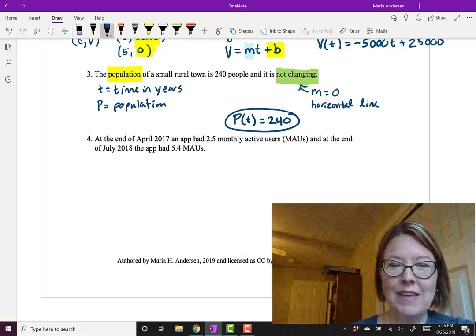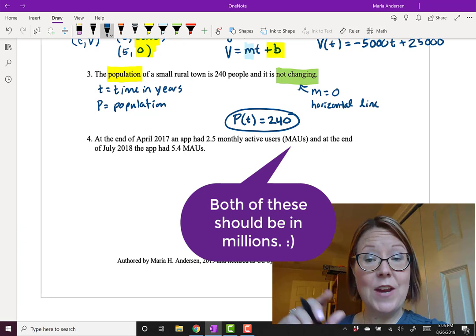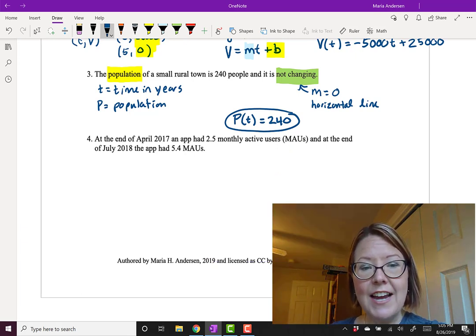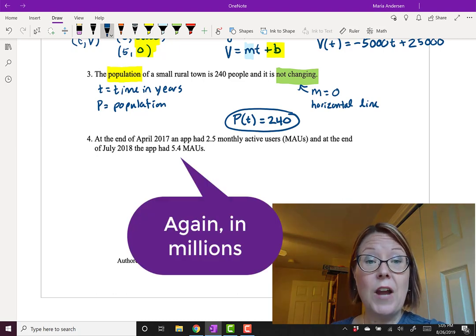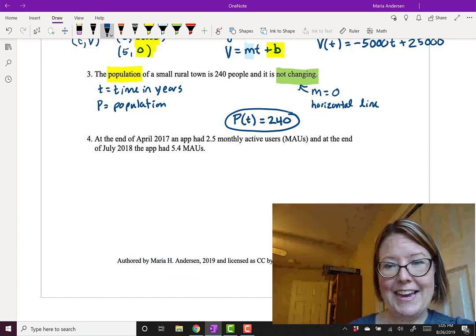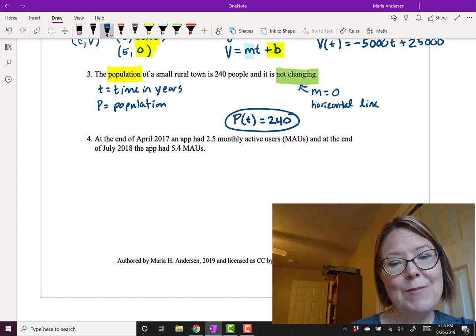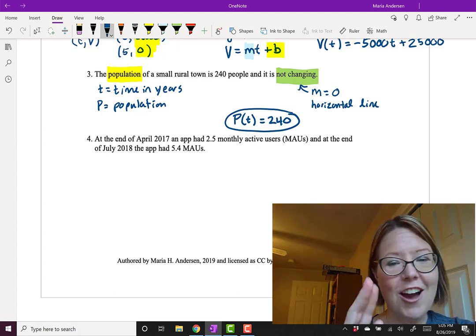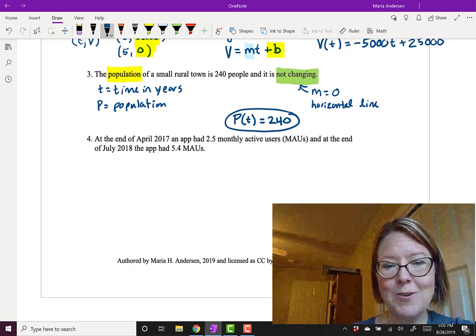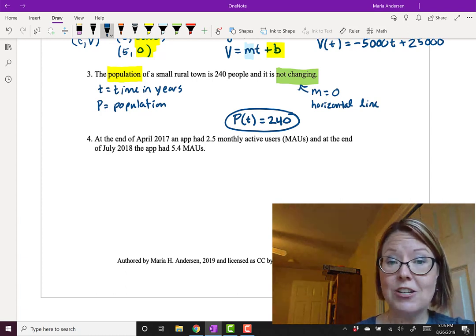Last problem. At the end of April 2017, an app had 2.5 monthly active users. Those are MAUs. And at the end of July 2018, the app had 5.4 MAUs. We've got two variables in this problem. We've got time and we have monthly active users. Let's go ahead and define that. And notice that we have the time in April and July, which are not equally spaced in terms of years. So we are going to have to take into account the month when we write out our time values.